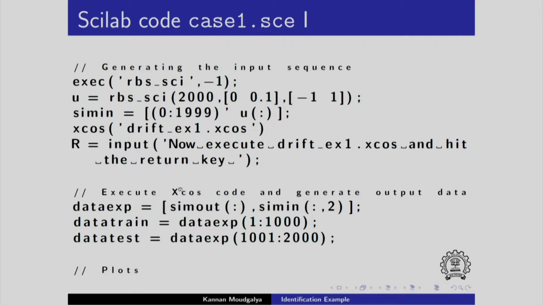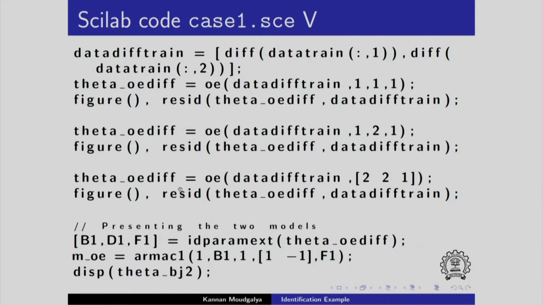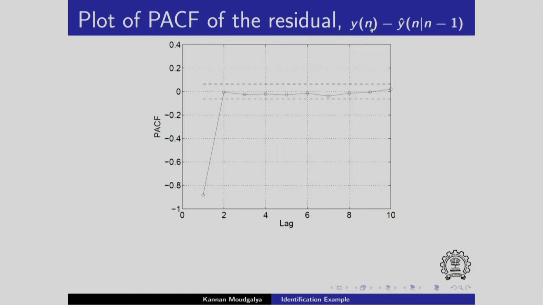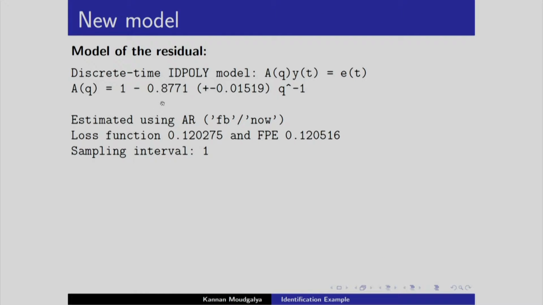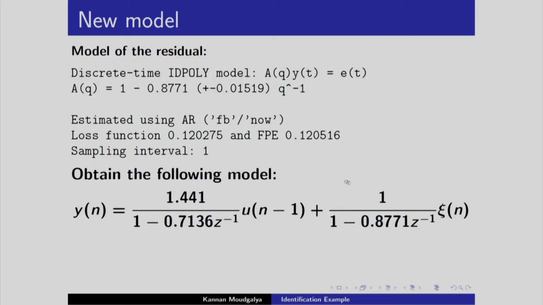And then here is the Scilab code that is used. So we took this residual, y of n minus y hat of n given n minus 1, and notice that we have a non-zero at lag 1 and 0 for all other lags. So we say that perhaps an AR1 model may be tried. When we fitted the noise, that is the residual alone, we get the following expression which I have written here.